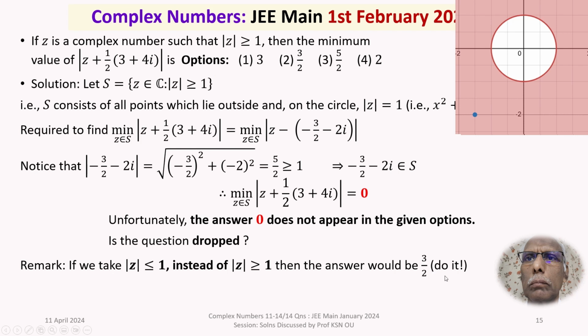So I leave it as homework to you. Do it. The same question, instead of mod z greater than or equal to 1, you take mod z less than or equal to 1, and then you will get the answer 3 by 2. This is just to save the question.